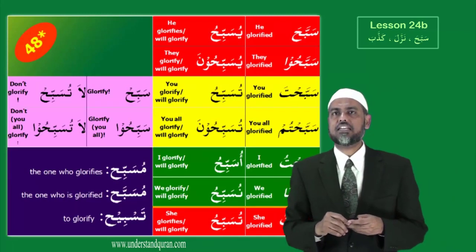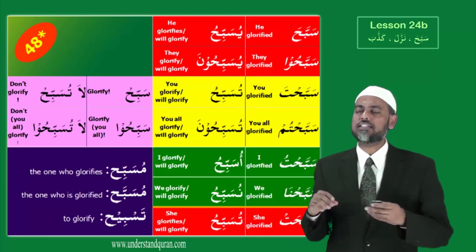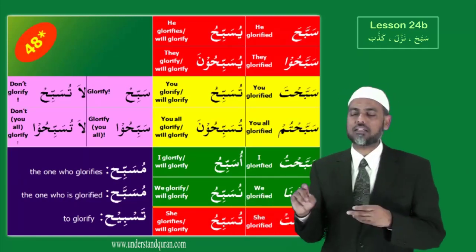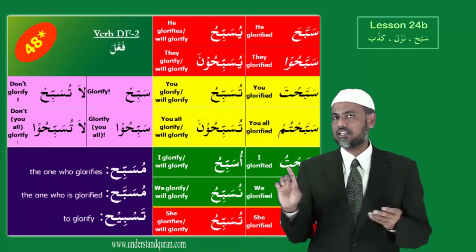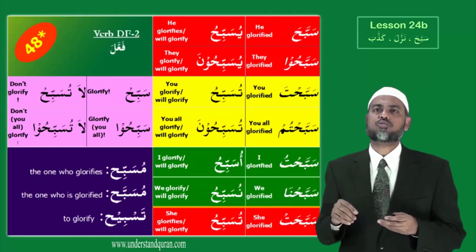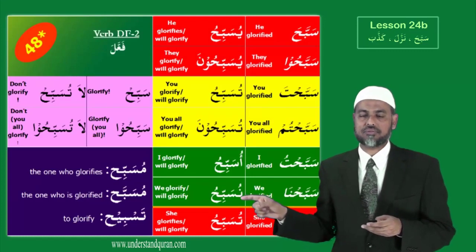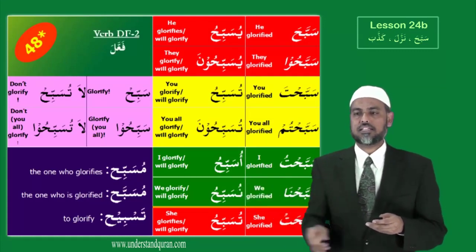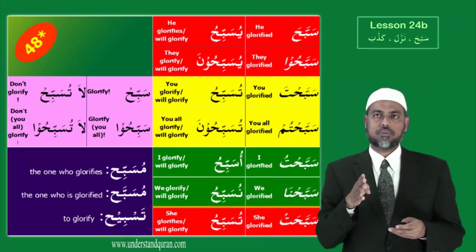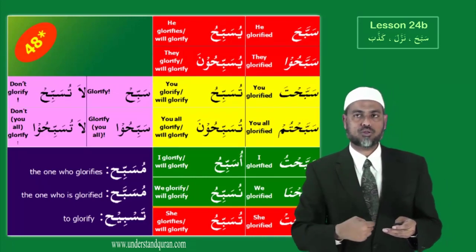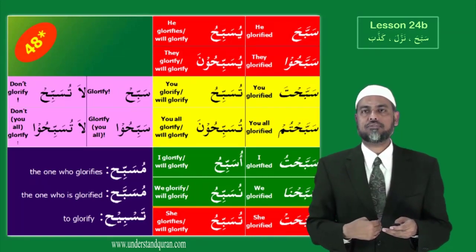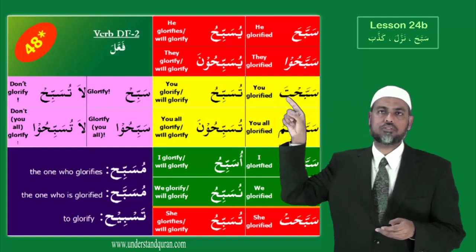Sabbaha means he glorified or he declared subhanallah. He said Allah is free from defects. Okay, that's what it is, sabbaha. So translate sabbaha, he glorified. Sabbahu, they glorified. Sabbahta, you glorified. Sabbahtum, you all glorified. Sabbahtu, I glorified. Sabbahna, we glorified. Yusabbihu, he glorifies.